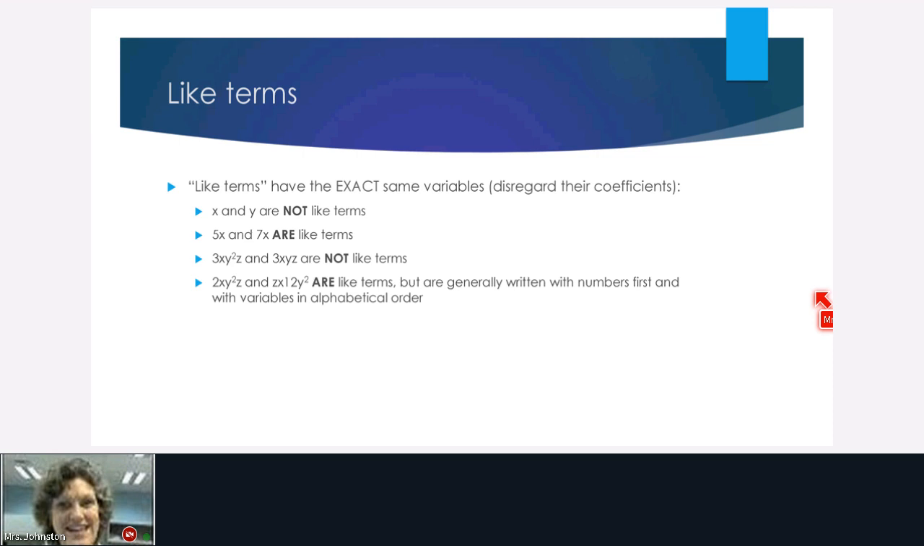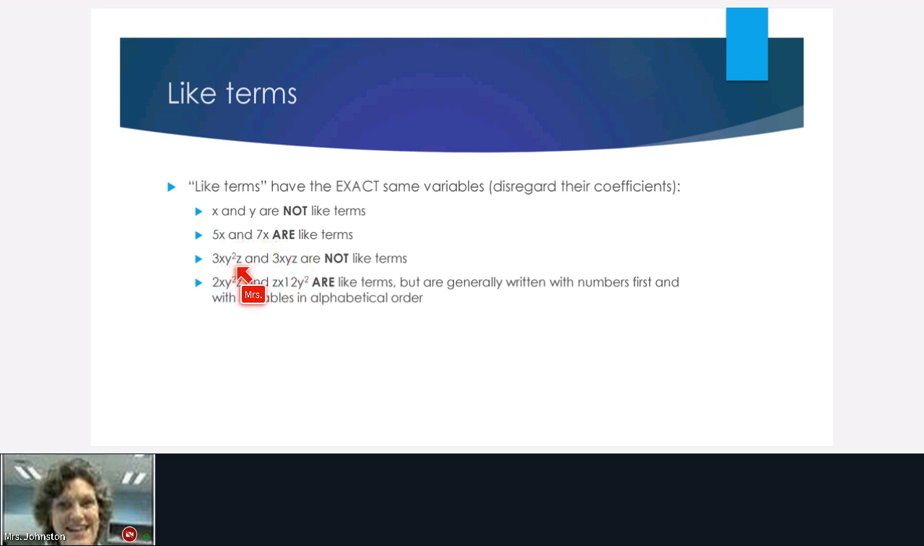Let's continue. The only thing that we're worried about when we simplify expressions are the like terms. Like terms have the exact same variables, except for the number portion or the coefficient. So here's some examples of what are and are not like terms. X and y are not like terms because you can see they're both variables and they are not the same. 5x and 7x, however, are like terms because they both have a single x factor. Ignore the 5 and the 7, you're just looking at the variables.